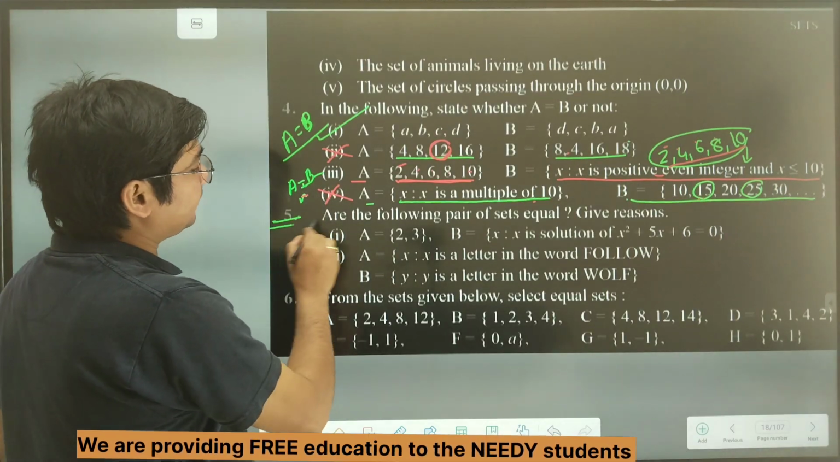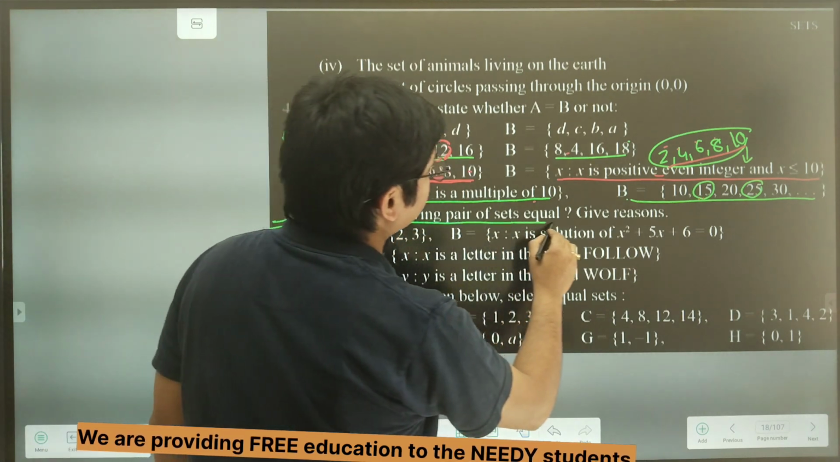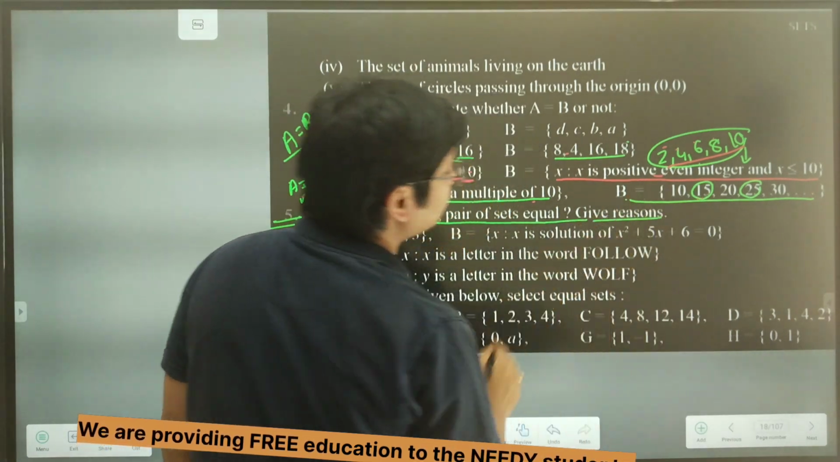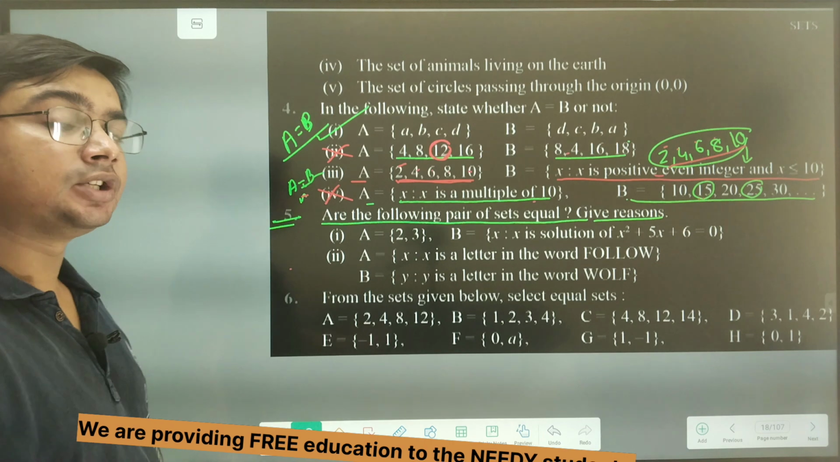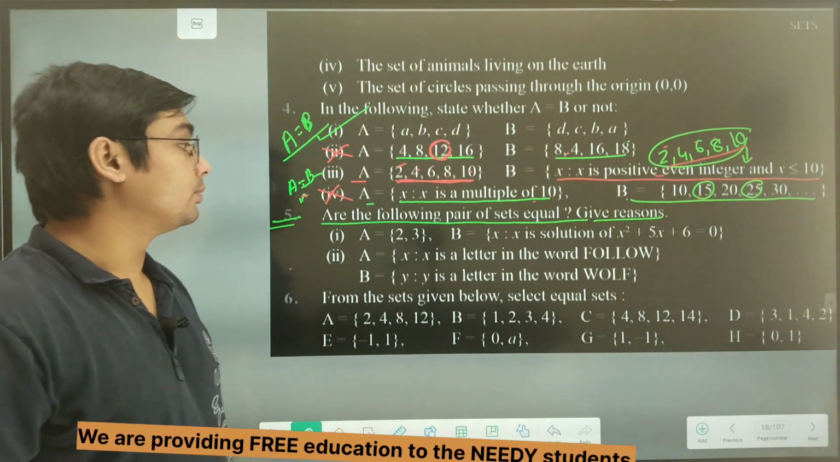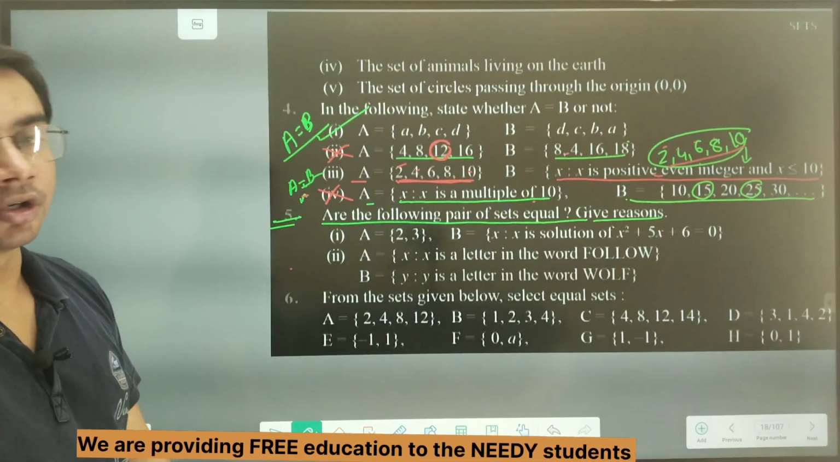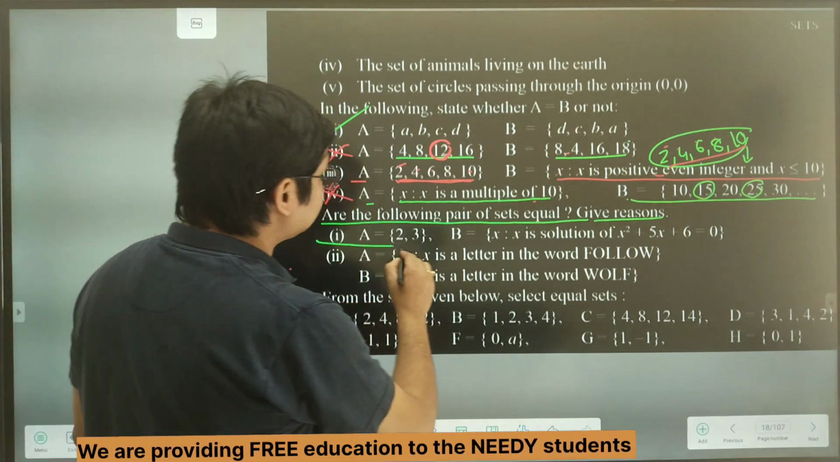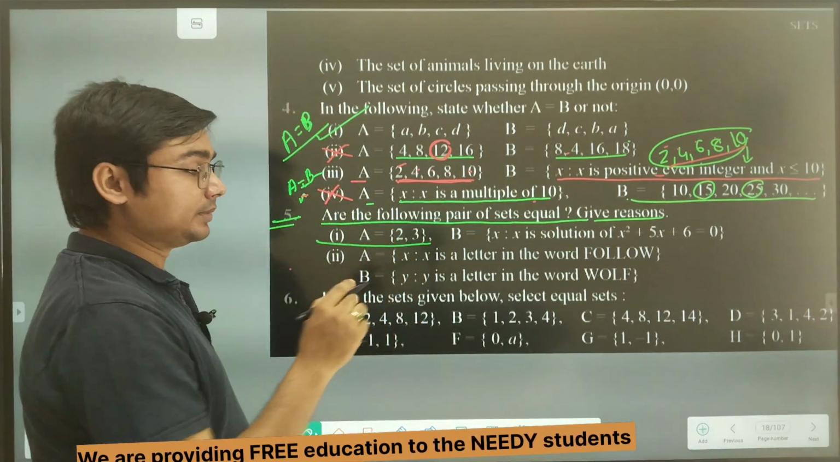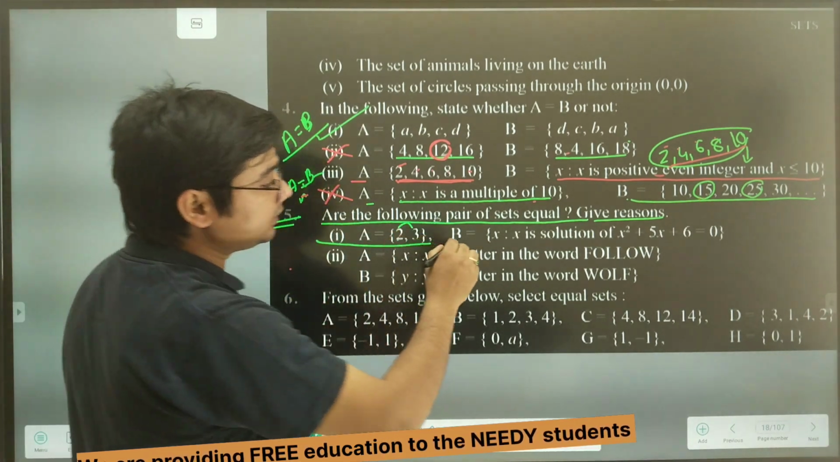Question number 5: are the following pair of sets equal? Give reason. Yes, we need to put some reason also, and we need to check whether they are equal or not. In the first set, 2 and 3 are the elements. There are these two elements. And here you see B.